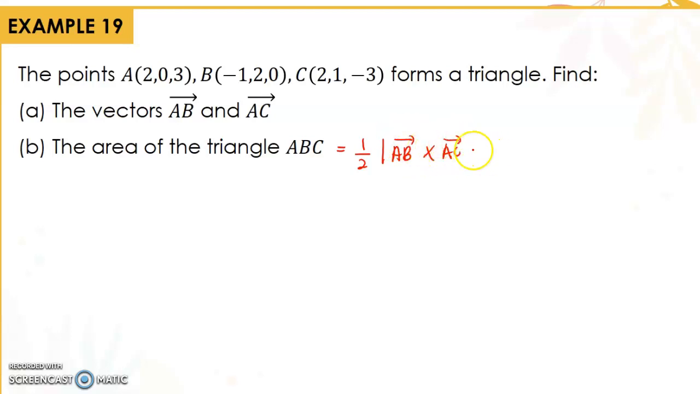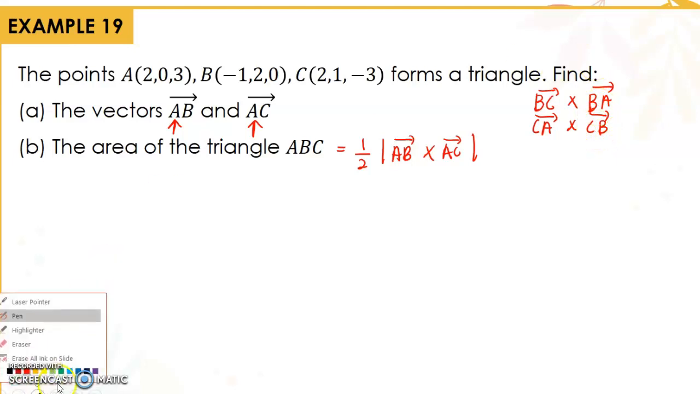So make sure when we want to find the area of a triangle or parallelogram with the cross product, the starting point must be the same. If you have AB, you must cross with AC. If you have BC, you must cross with BA. The starting point must be the same. If you start with C, CA cross with CB. This is the condition for doing the cross product.